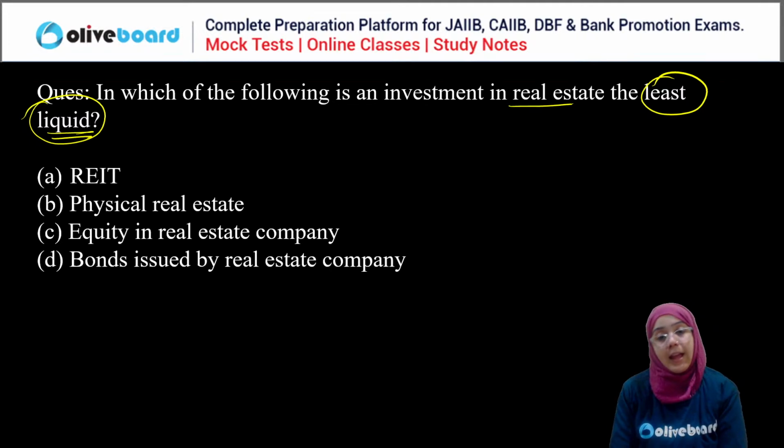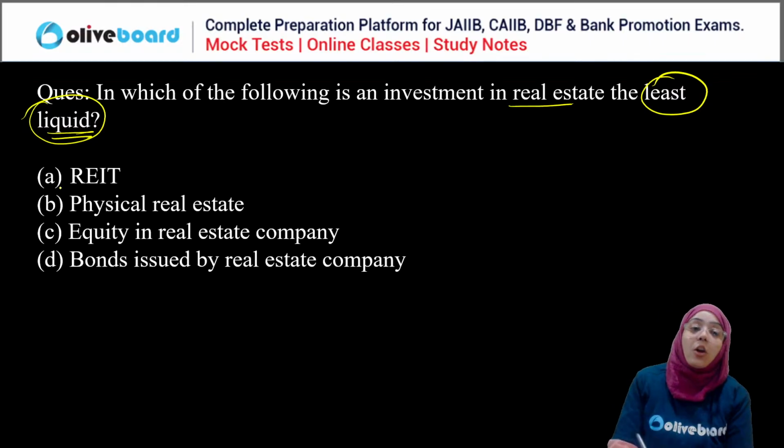Okay, Kavita is saying A. Okay, and everyone else. Okay, Gopal is saying B, physical real estate. Okay, Vivek is saying A, and everyone else. It seems to be an easy question, but yet it is confusing, right? So, in which of the following is an investment in real estate least liquid? So, the correct answer is what? Yes, so now you are all confused, but this is a very easy question.